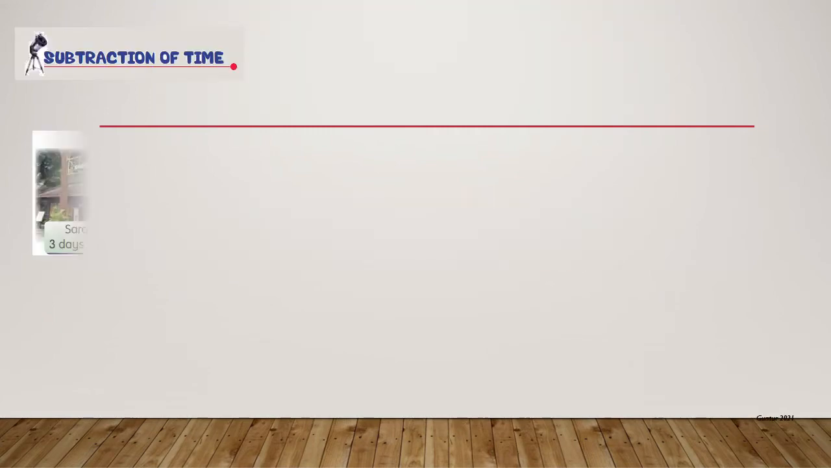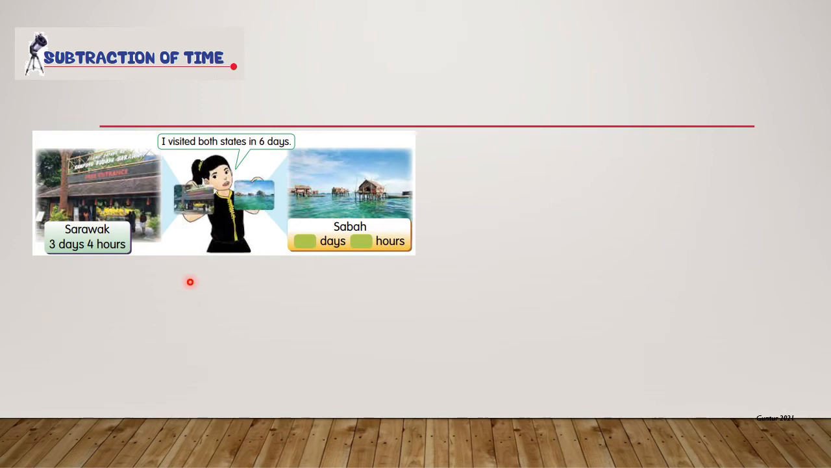You look at the picture shown there. This girl said, I visited both states in 6 days. Sarawak, 3 days, 4 hours. Sabah didn't mention how many days, how many hours. Okay. We look at the question. How long was Nancy in Sabah? Okay, this girl's name is Nancy. How long did she stay in Sabah?